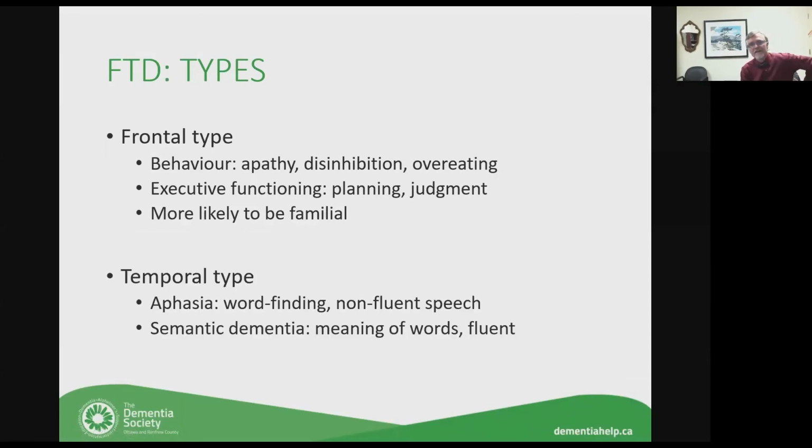And then there's the temporal type, obviously, the frontal type and the temporal type. And in the temporal type, we have more of the language issues. So we're more likely to have the aphasias, which we'll talk about a little bit more, and semantic dementia as well.